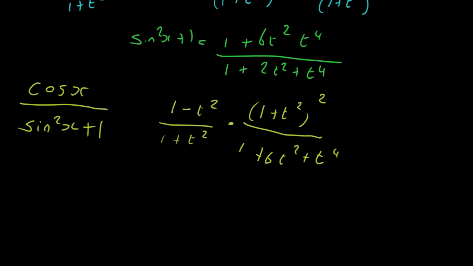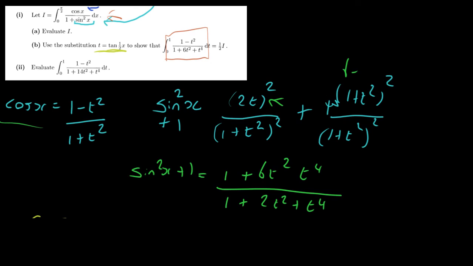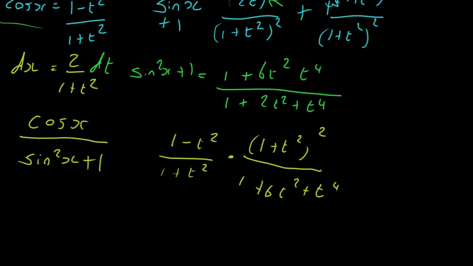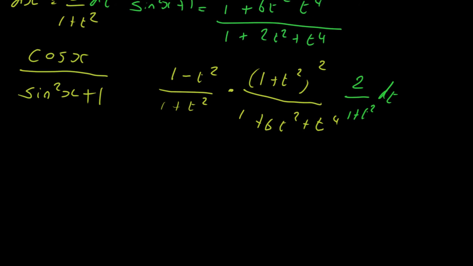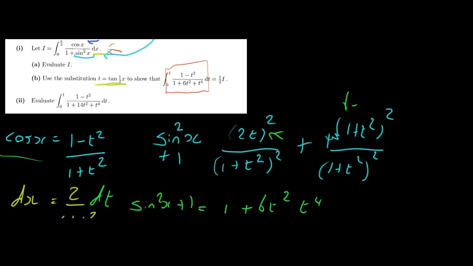Now, the other thing I said was when we're changing our dx, dx was equal to 2 over 1 plus t squared. So we want that in there. Sorry, it's 2 over 1 plus t squared dt. So we want that in there as well. So we're going to get another 2 over 1 plus t squared dt. Okay? So effectively, that's what our integral there becomes.